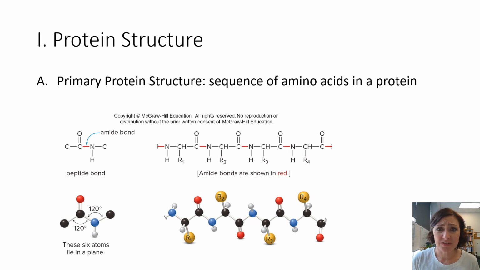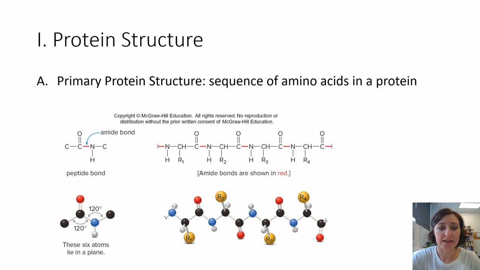And the sequence of these amino acids is very important because the R groups of your amino acids are all going to interact with each other. And the way they interact is going to dictate how that protein folds, and the shape of the protein is going to play a big role in the function of the protein. So primary structure is really important.